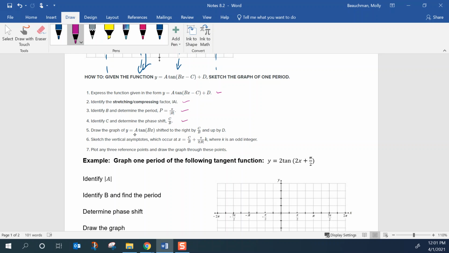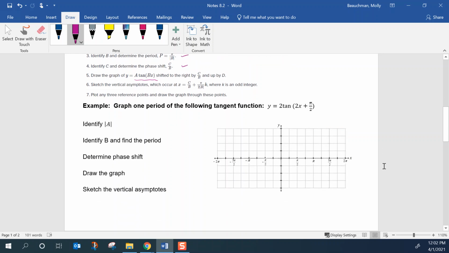Draw the graph of a times the tangent bx first, and then shift it to the right or left by c over b and up or down by d. And then sketch in the vertical asymptotes. And it says plot any 3 reference points. It helps to use your 3 reference points as those 3 key points.